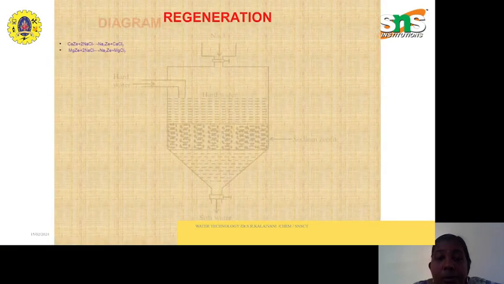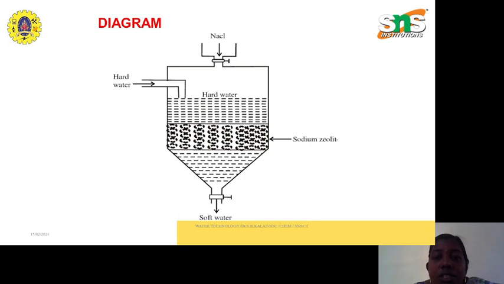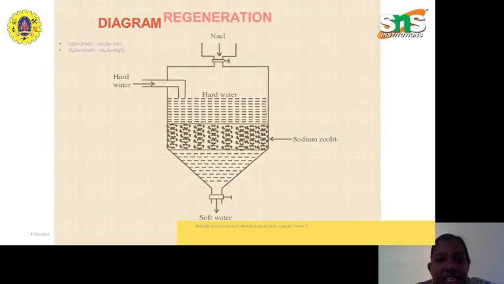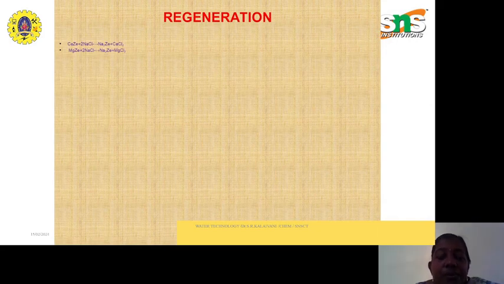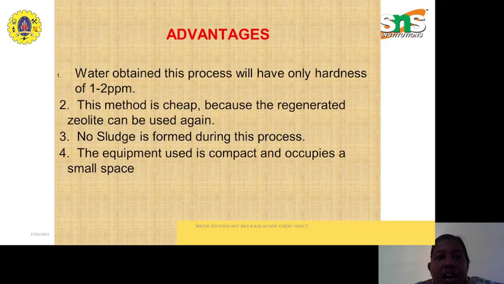Then regeneration. Because due to the process all the sodium zeolites are converted into calcium and magnesium zeolites, the bed needs regeneration. For regeneration, sodium chloride is passed into the tank or tower. At the same time, the hard water supply is stopped. So sodium chloride combines with the calcium zeolite and magnesium zeolite. Again sodium zeolite is regenerated. This is the equation.